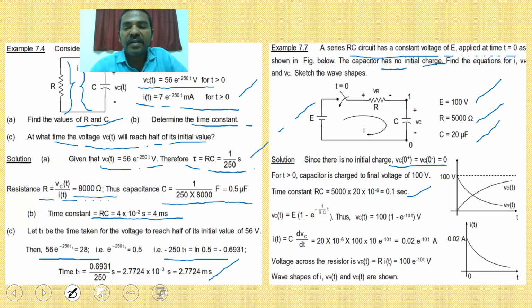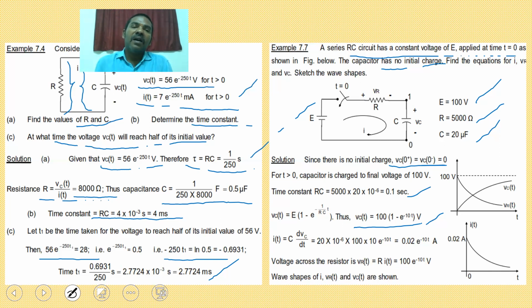Then the voltage drop across the capacitor: V into 1 minus e power minus t by tau. If you substitute the tau value of 0.1, t by 0.1 is 10t. So finally the voltage drop across the capacitor is equal to 100 into 1 minus e power minus 10t.